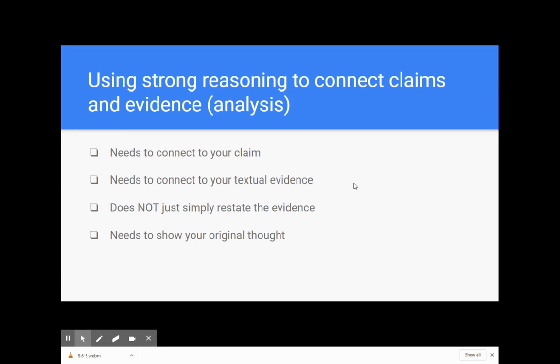Do not just simply restate the evidence. Do not paraphrase your quote in your own words, right? That's just saying the same thing twice, and you always want your writing to be concise, which just means direct and to the point, never be redundant like that.